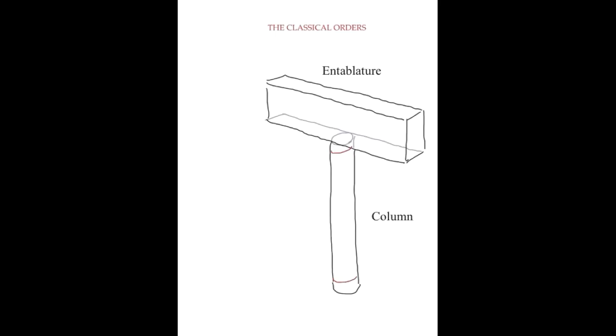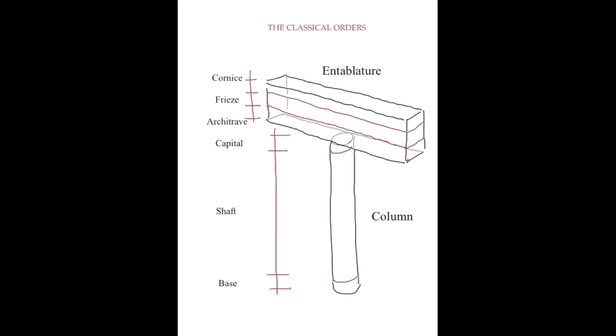The upper part and the lower part are each some proportion of the diameter, and that upper part is known as the capital, the lower part as the base, and the middle is the shaft. The entablature itself is divided into three parts. The lower part is the architrave, the middle part is the frieze, and the upper part is the cornice.